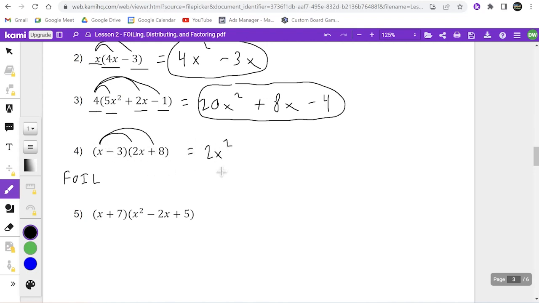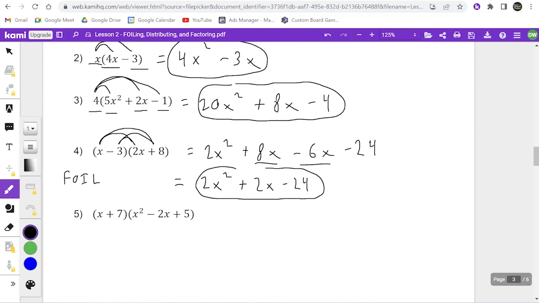Next is x times 8, which is plus 8x. Then you've got negative 3 times 2x, that's minus 6x. And then negative 3 times positive 8 is minus 24. And again, I'm going to combine like terms here, 8x and then the minus 6x. So final answer: 2x squared, 8x minus 6x is plus 2x, and then minus 24. And there we go, there's our answer for that one.